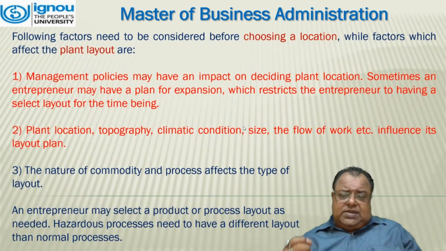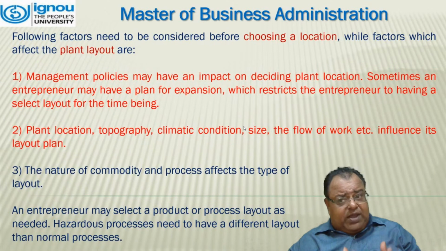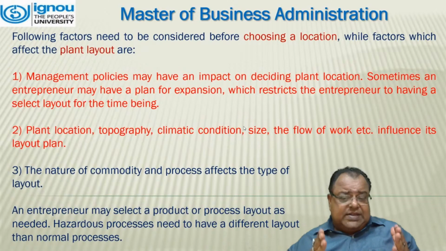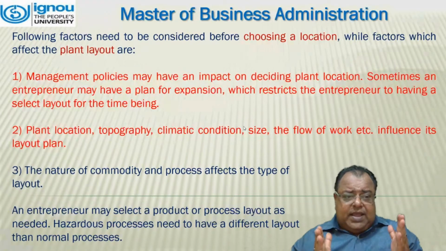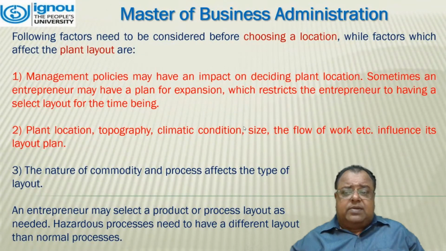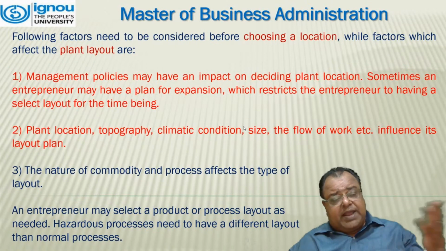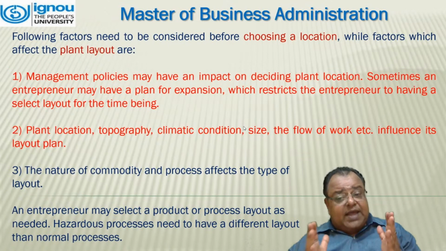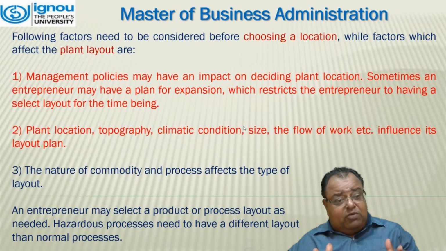The following factors need to be considered before choosing a location, and also the factors which affect the plant layout. Management policies may have an impact on deciding plant location. Sometimes an entrepreneur may have to plan for expansion, which restricts the entrepreneur to having a select layout for a time. Plant location, topography, climatic condition, size, the flow of work, etc. influence your plan.